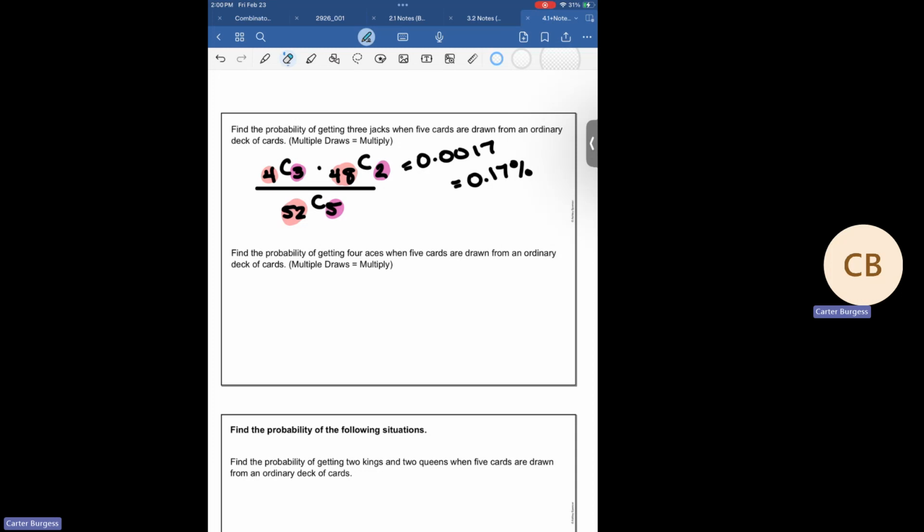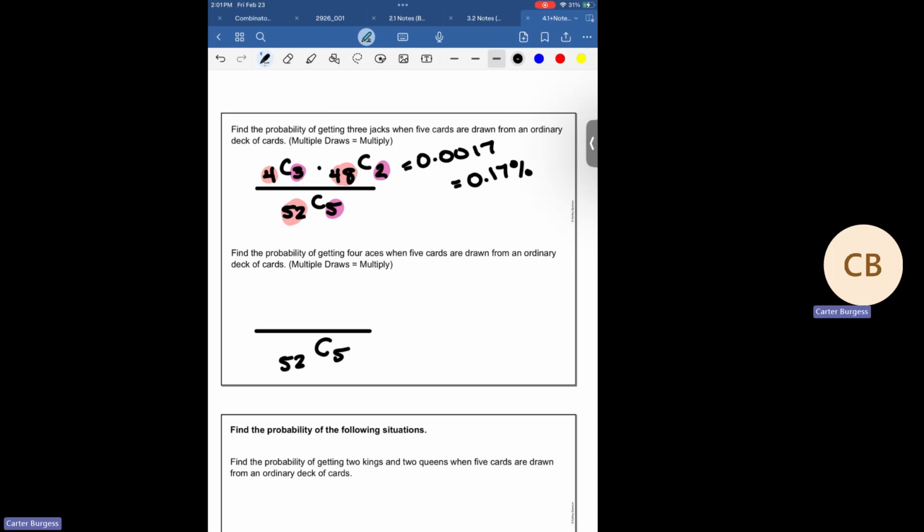Okay, so let's take a look at our second example here. Again, 5-card hand. How many different ways do I have to make a 5-card hand? 52 choose 5. In this case, we want to know the likelihood of getting 4 aces with those 5 cards.